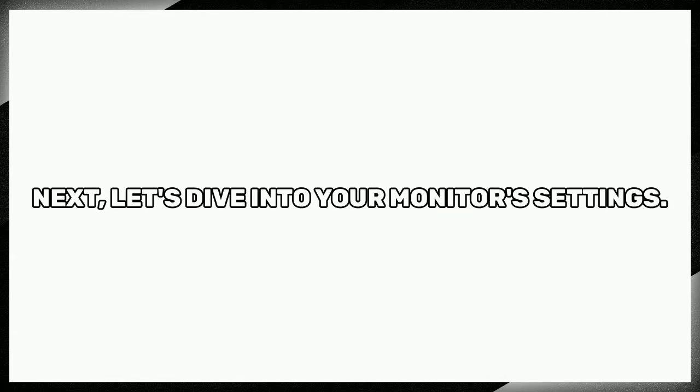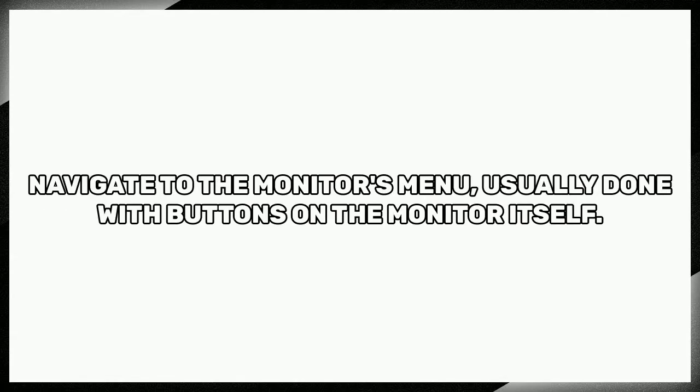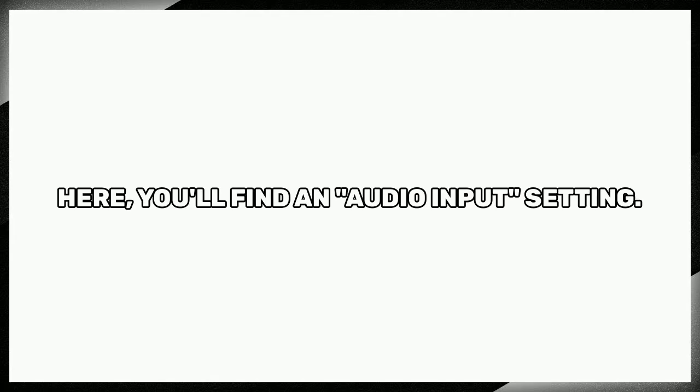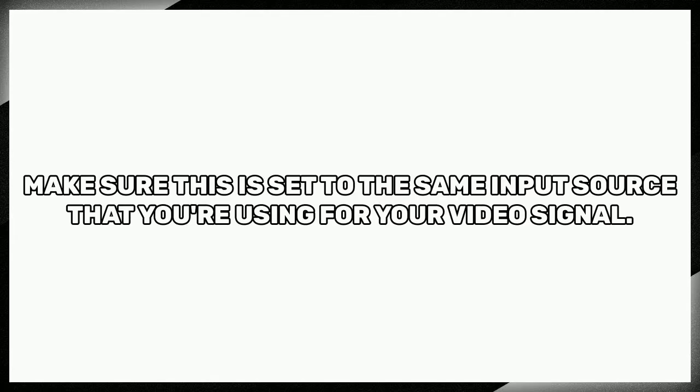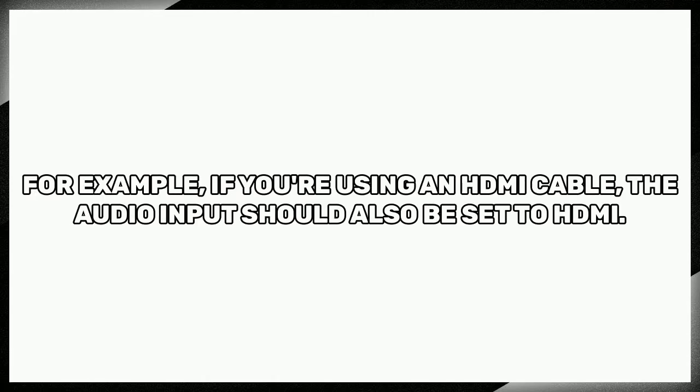Next, let's dive into your monitor's settings. Navigate to the monitor's menu, usually done with buttons on the monitor itself. Look for the audio or sound section. Here you'll find an audio input setting. Make sure this is set to the same input source that you are using for your video signal. For example, if you're using an HDMI cable, the audio input should also be set to HDMI.